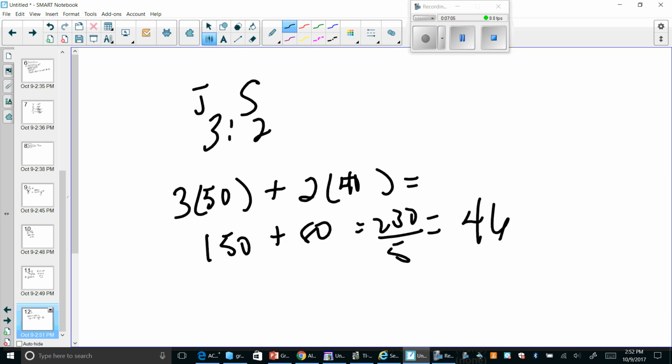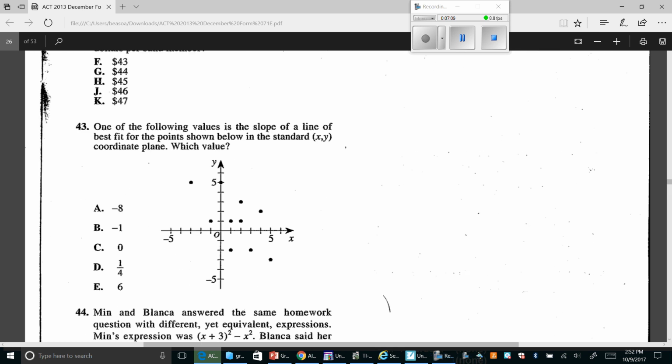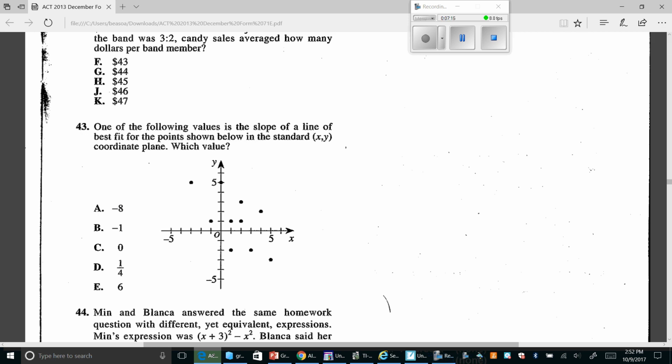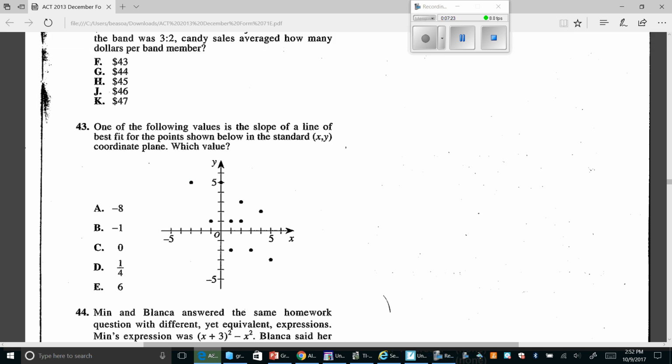Let's look at 43 for a second. They want to know which one of the following values is the slope of a line that best fits these points. Okay, I don't know what the slope is, but I do know from looking at it that it appears to be negative. So it's not 0, it's not 1/4, it's not 6. Would it be closer to -1 or -8?